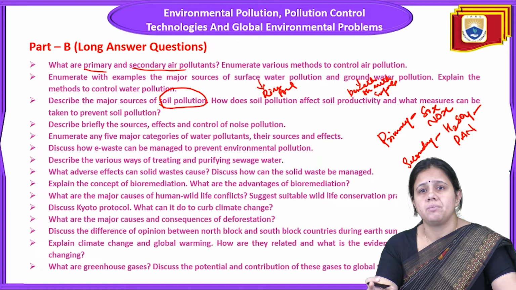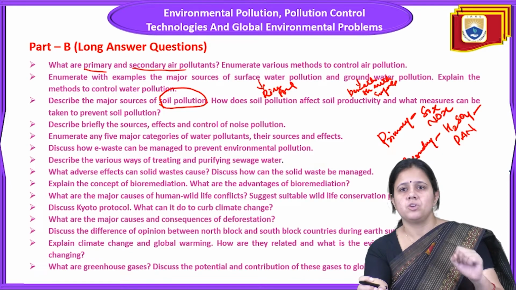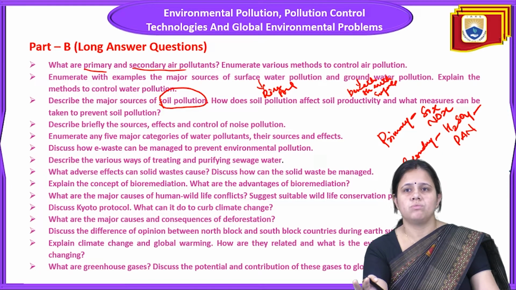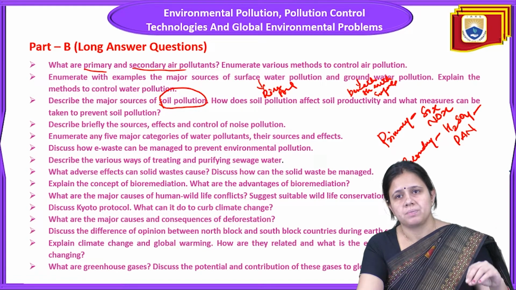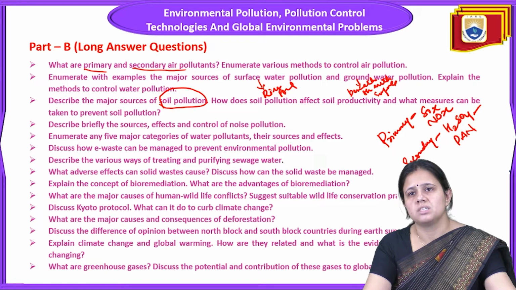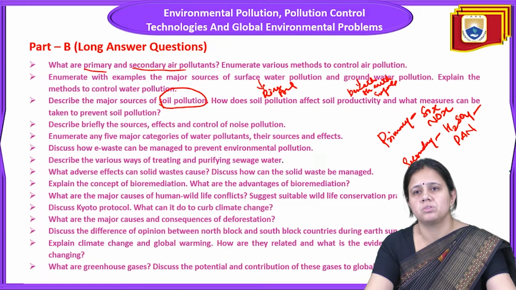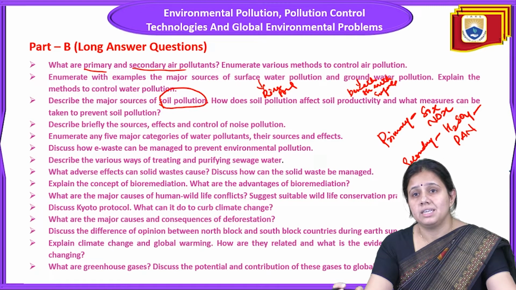Next is to enumerate five categories of water pollutants, their sources and effects. Here again you have to discuss five categories of water pollutants, meaning those that pollute the water, and their sources and effects. So here you have to discuss industrial effluent, water effluent from household activities, effluent coming from hospitals, and other industry effluents.